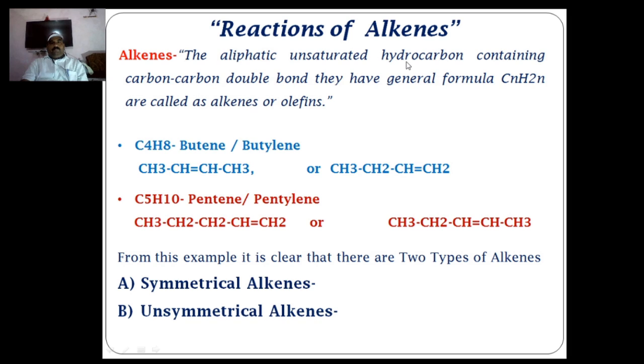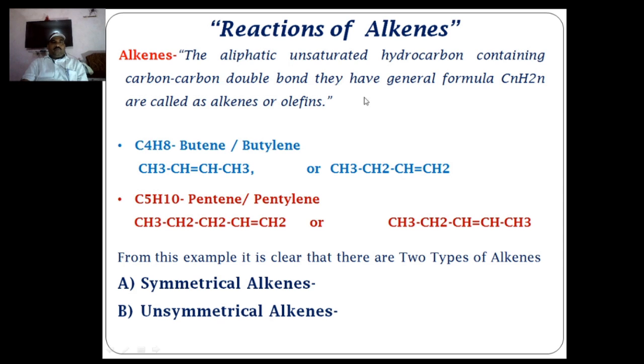So here, hydrogen and carbon containing compounds having a carbon-carbon double bond have the general formula CnH2n. That means as compared to the alkane, two hydrogen atoms are less, and this is done to fulfill the valency of the carbon atoms by formation of a double bond between carbon atoms. Again, you know that alkenes are also known as olefins.